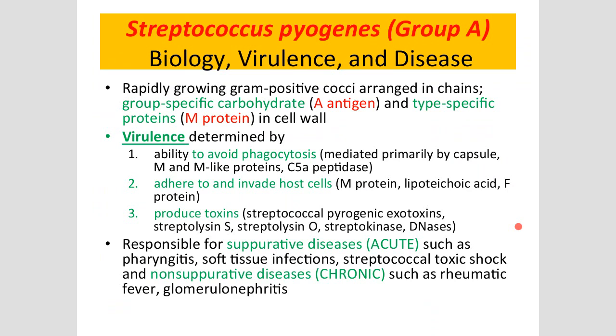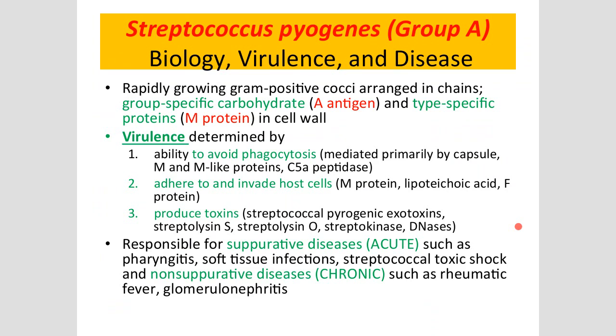It has a capsule, with those specific proteins on the capsule, which are M. It also releases an enzyme to chew up C5a, a C5a peptidase. So if you throw C5a at it, it's going to chew it up. So it avoids phagocytosis. It will adhere and invade host cells, which you saw in the muscle and normally see in the throat. That's because of M protein specific for this one, and lipoteichoic acid and F protein.